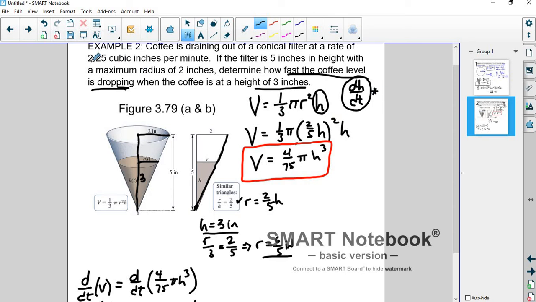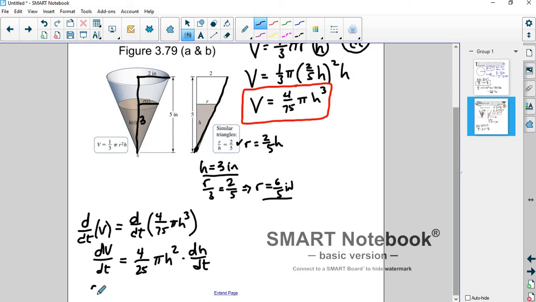So what is this value? 2.25 cubic inches per minute. Cubic inches tells me we're talking about volume. So this is dV/dt right here. So we're going to plug that in. 2.25 equals 4 over 25 pi. H is 3 inches squared, and then dH/dt is what I don't know.